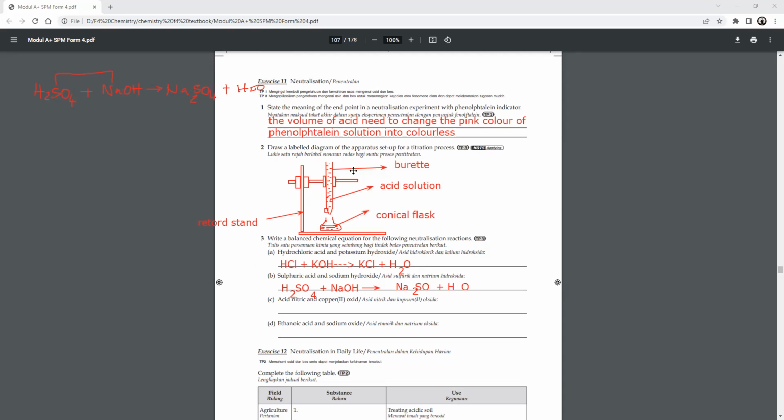Na2SO4 and H2O. Right? Now you need to balance it because it is not balanced. Look at the Na here. Na, I got 2. So here I need to have 2. How?